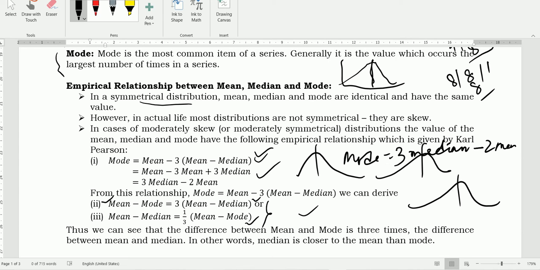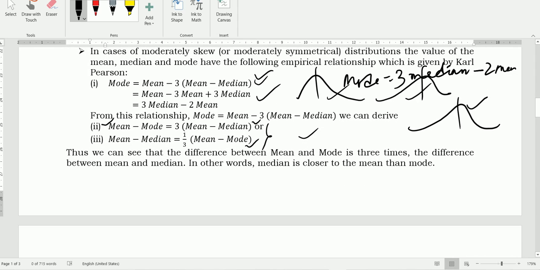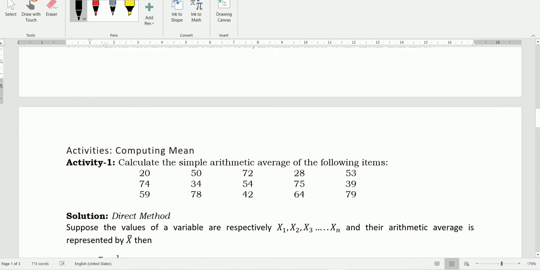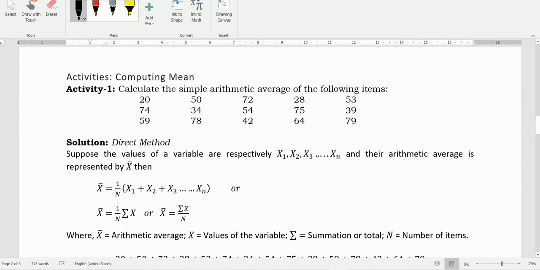In your textbook, you may find it graphically, but here we are expressing it in terms of equations. If you read your practical textbook, you will find graphs about skewness, symmetry, asymmetry, positive skewed, negative skewed. You will find those diagrams, but here we are expressing it in the form of equations. So these are the important concepts, or the theoretical aspects, related to the measures of central tendency.